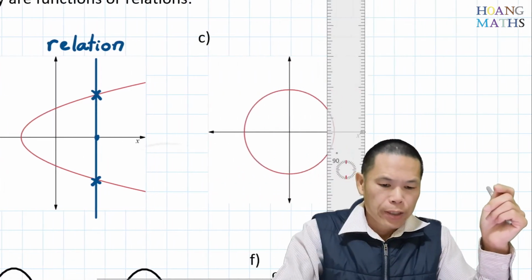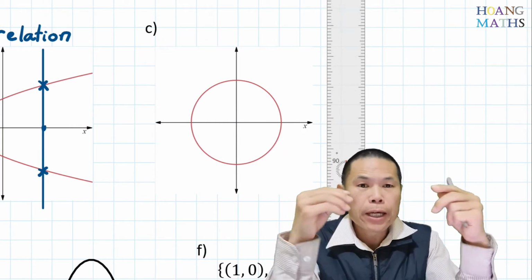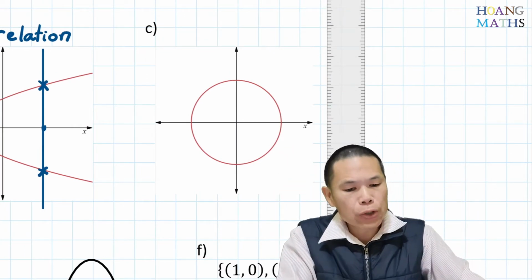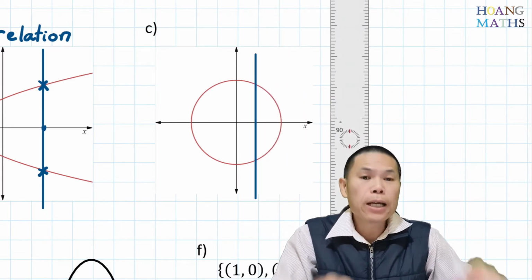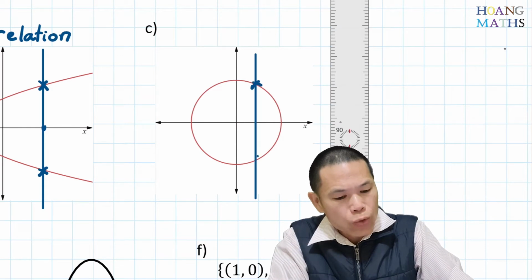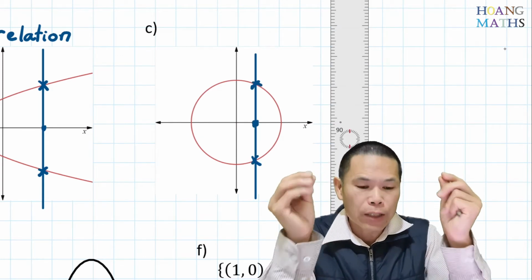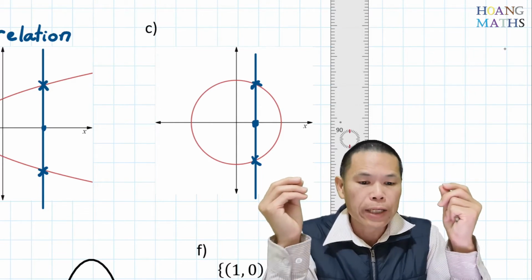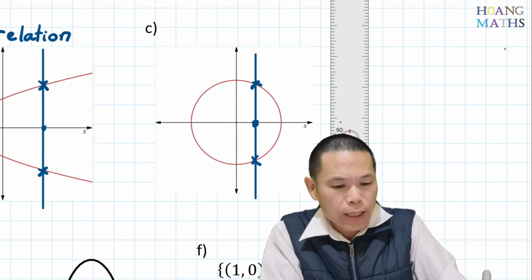Next one. We have a circle here. Circle, same thing. It is a relation because if you do a vertical line test, we cut the circle twice. So we have one input and two outputs here. We only have one x value and we have two values for y. Therefore it is a relation. Let me just write it down, a relation.